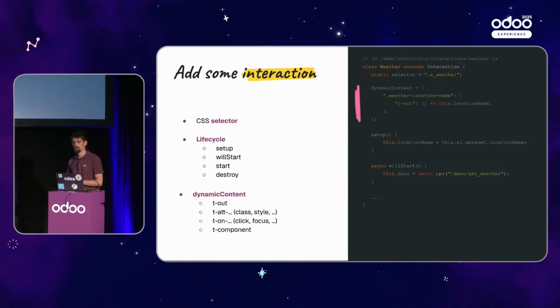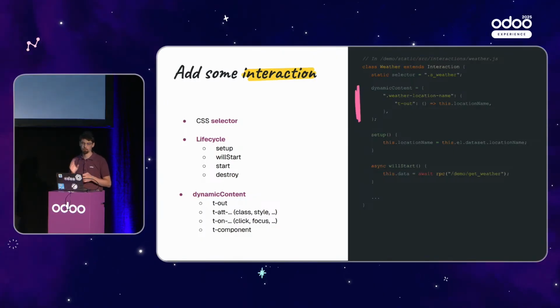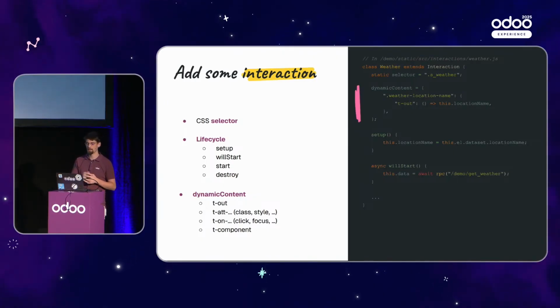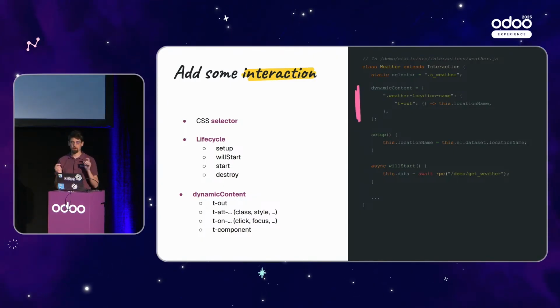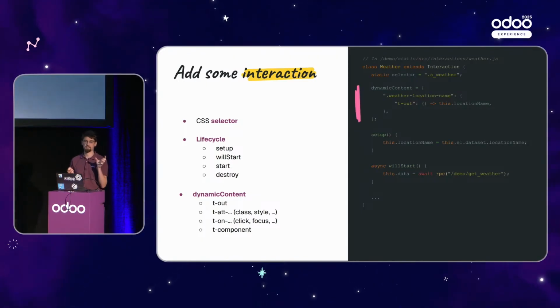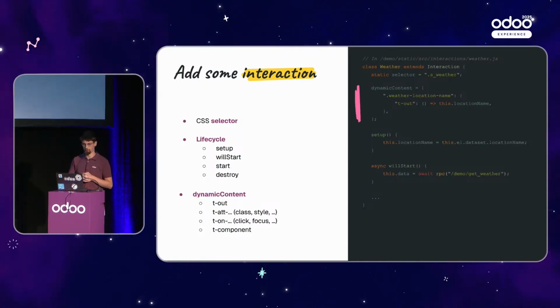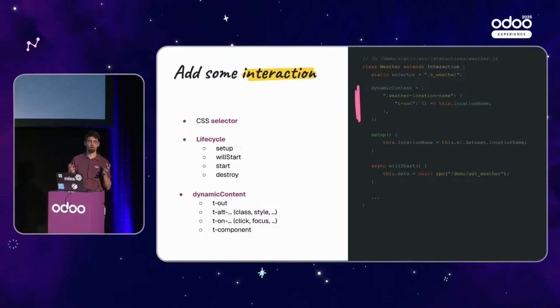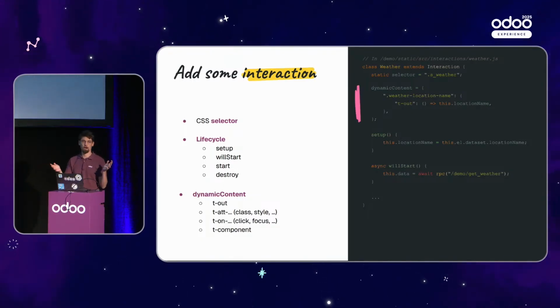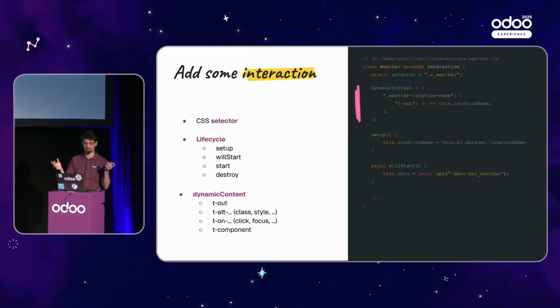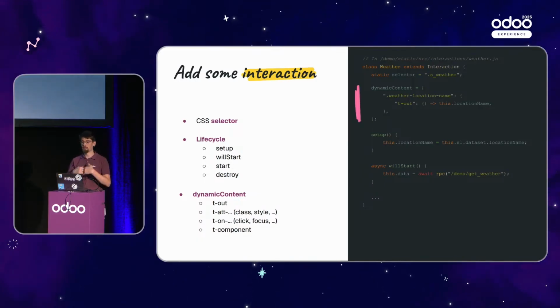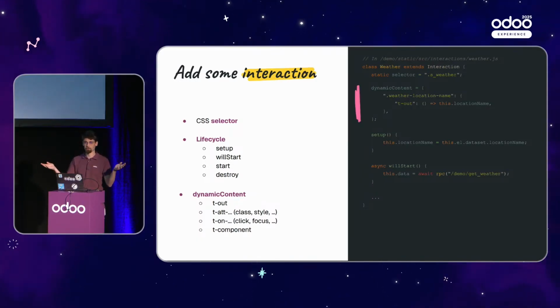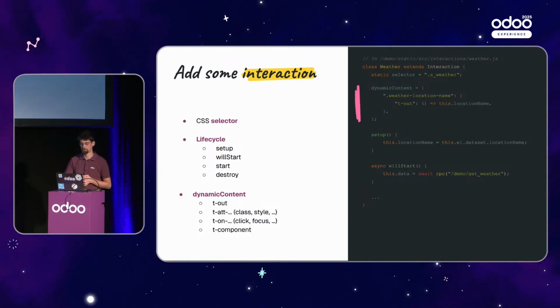Now, the way to add really dynamic content into your page is with that property, dynamic content, which takes an object. That object takes a selector as the key. So here we're focusing on weather location name, which is a class. And it takes another object with t-out. For those of you who already worked with OWL, you will be familiar with that syntax. So t-out basically outputs a string onto your page where you want it to be output.